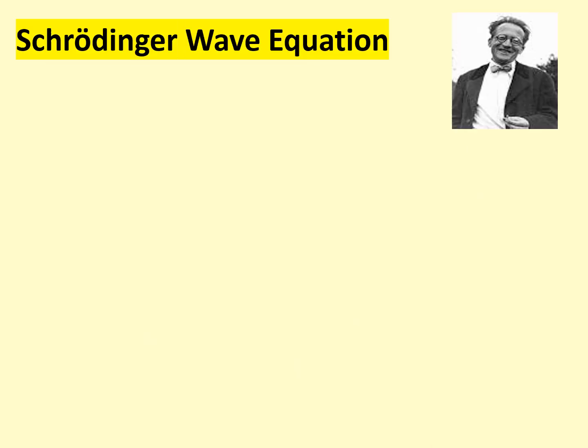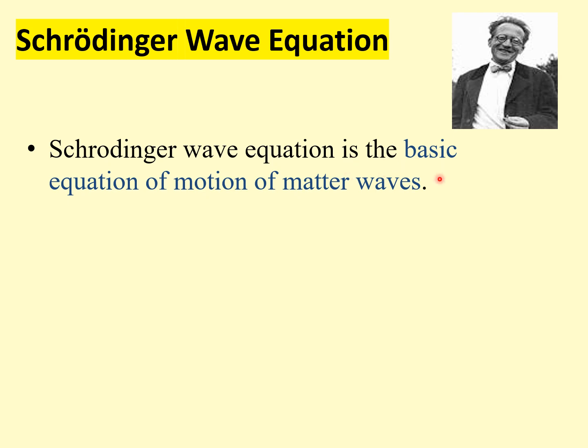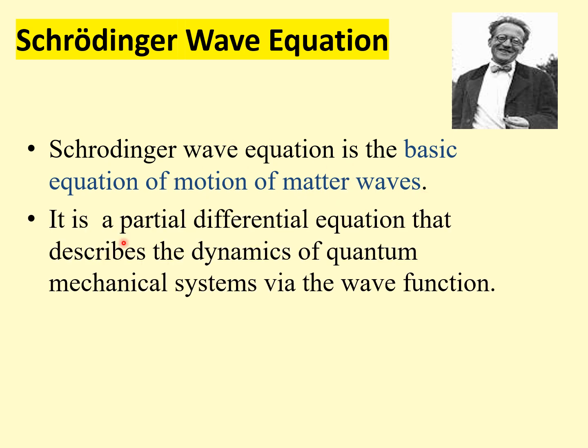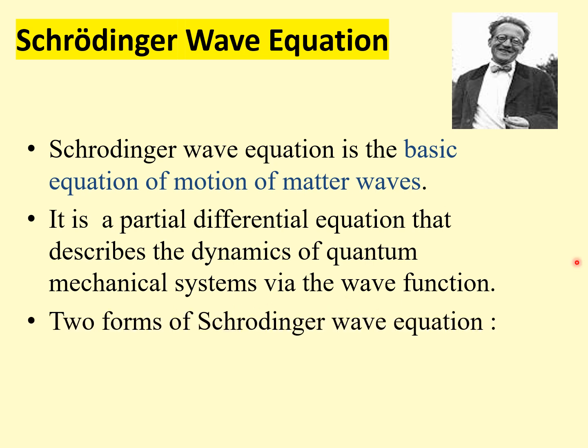Now we will understand what the Schrödinger wave equation is. Schrödinger gave a wave equation that is the basic equation of motion of matter waves. Like Newton's laws are the basic laws for particles or bodies, the Schrödinger wave equation is the basic equation for matter waves, and it is a second order partial differential equation which describes the dynamics of a quantum mechanical system using the wave function.